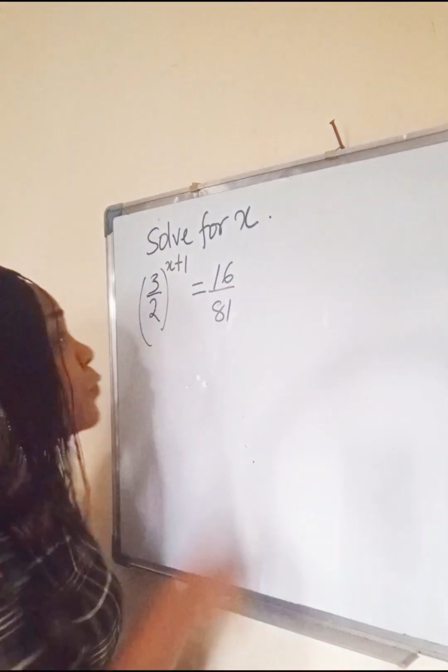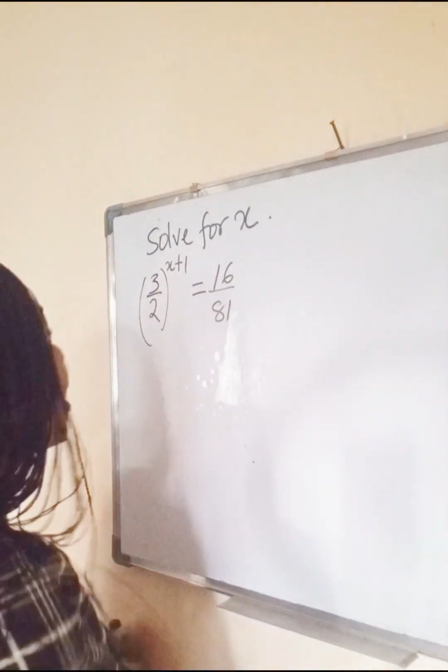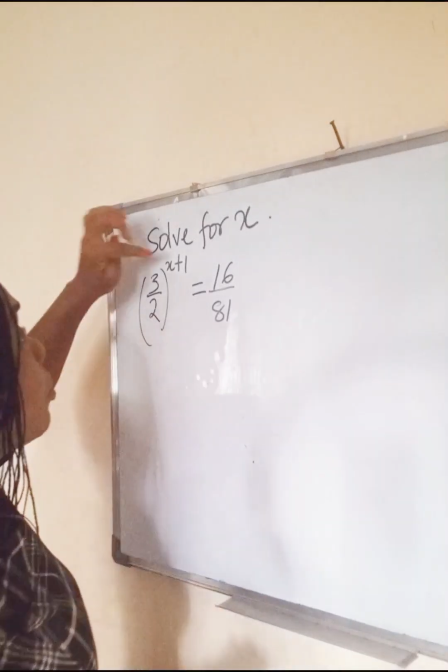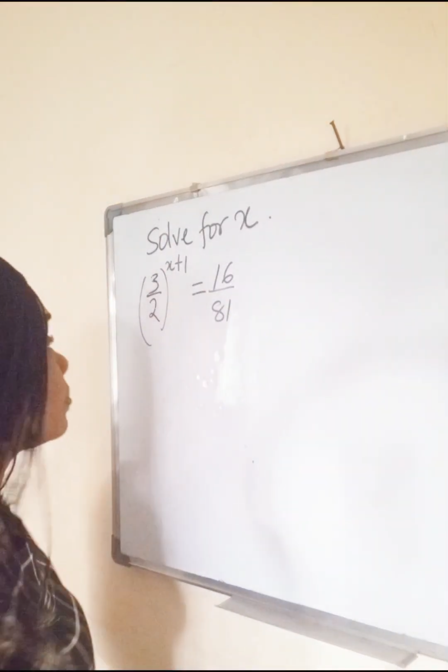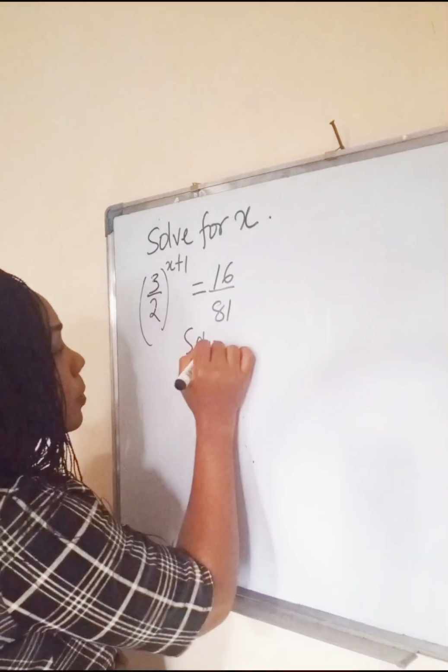Hello, we are told to solve for x. We have (3/2)^(x+1) = 16/81. Now let's go. Solution.